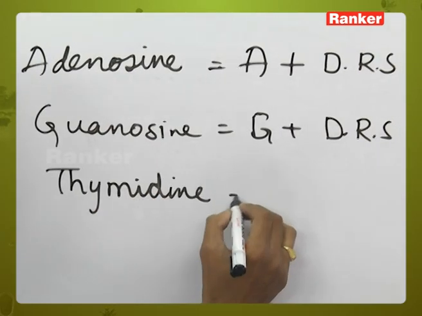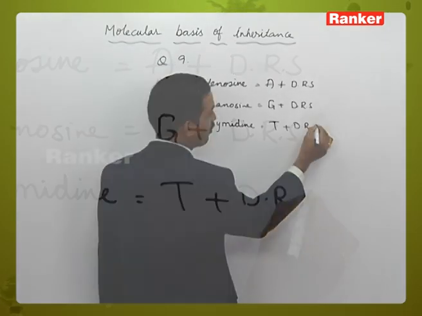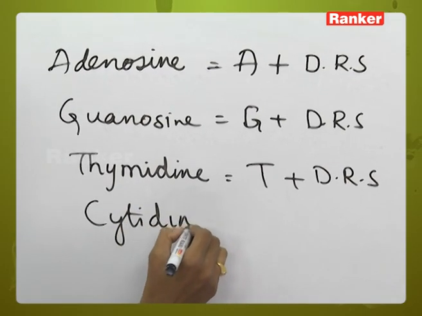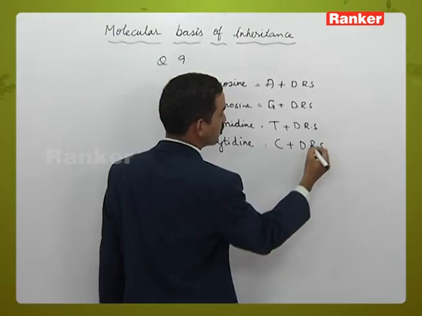Thymidine is a nucleoside which is formed by thymine plus deoxyribose sugar. And cytidine. Cytidine is formed by cytosine plus deoxyribose sugar.